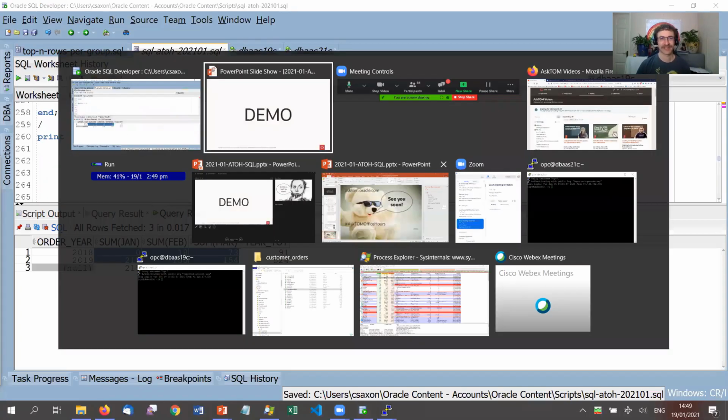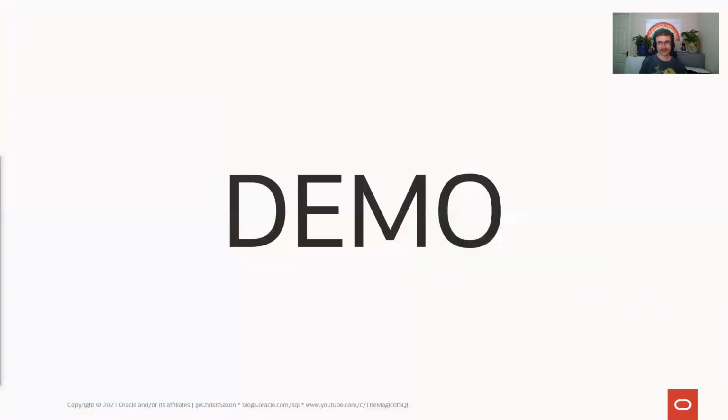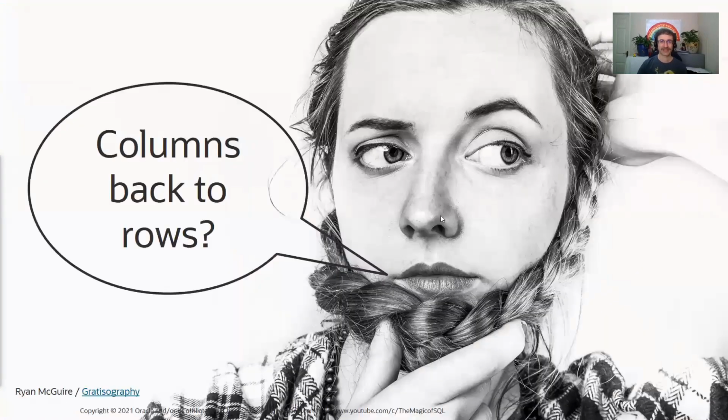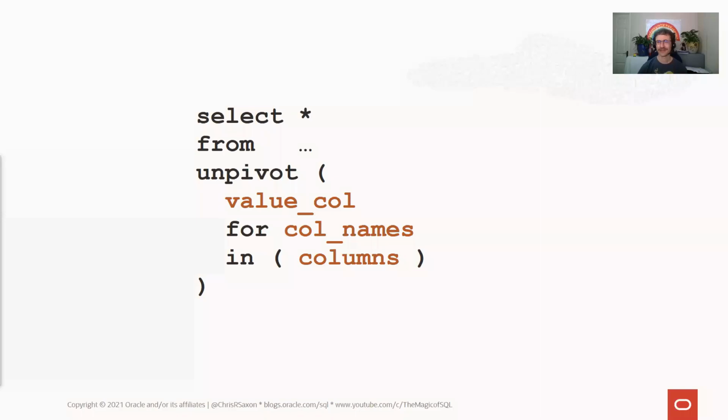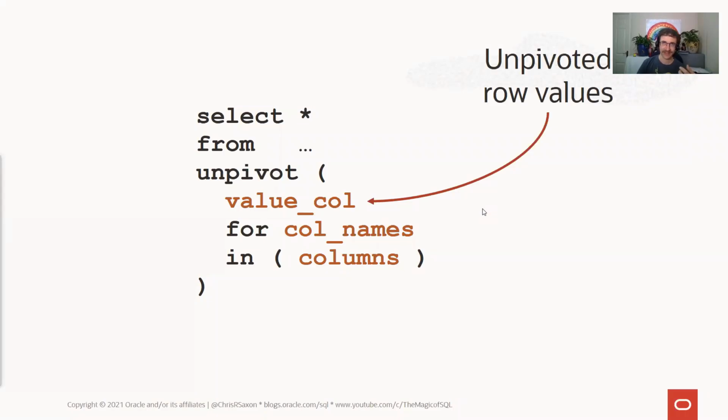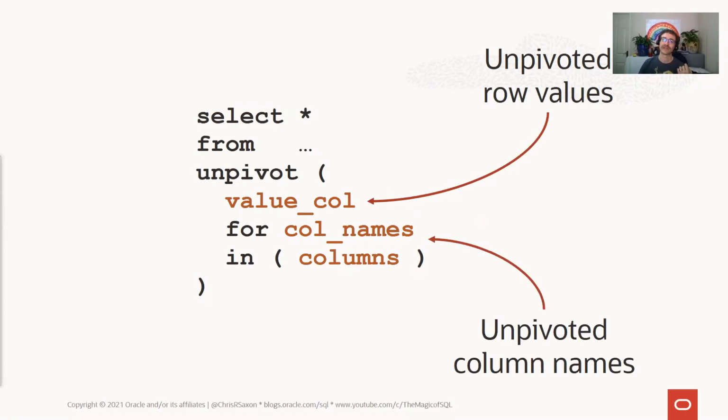So that was what I wanted to cover on pivot. What if we want to do the opposite? We've got some columns. We want to come back to rows. Well, pretty straightforward. We just do an unpivot, right? And again, there's 3 things we want here. So we've got a value column. That is a column that's going to store the values from each row that we have unpivoted. We're going to have a column that stores the names of the columns we're unpivoting.